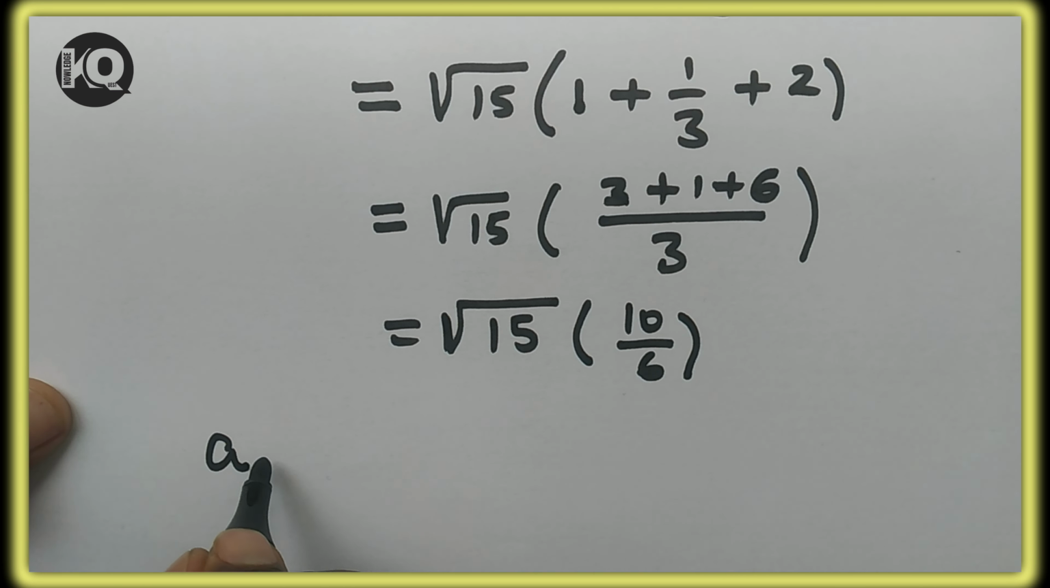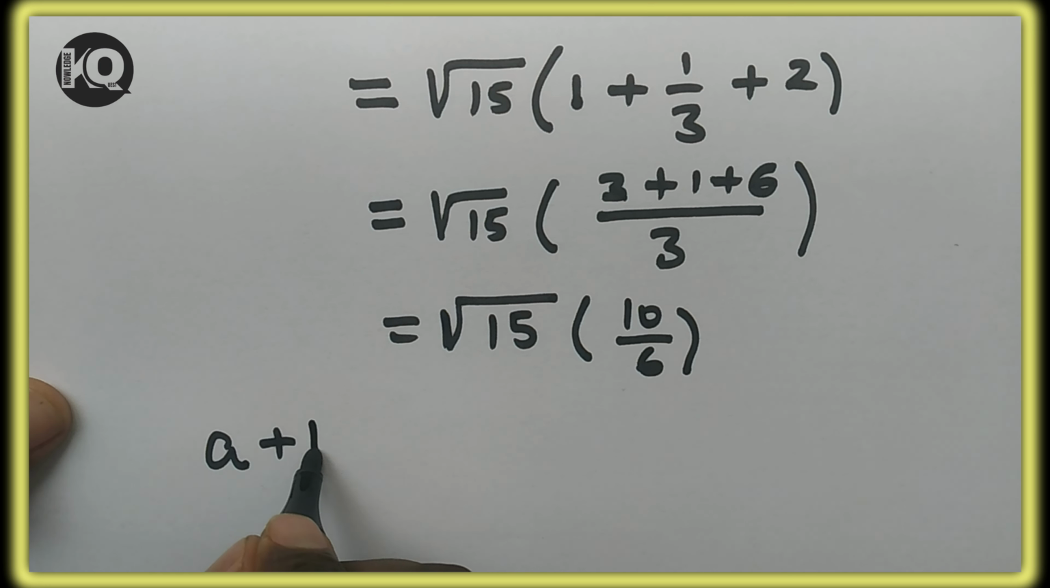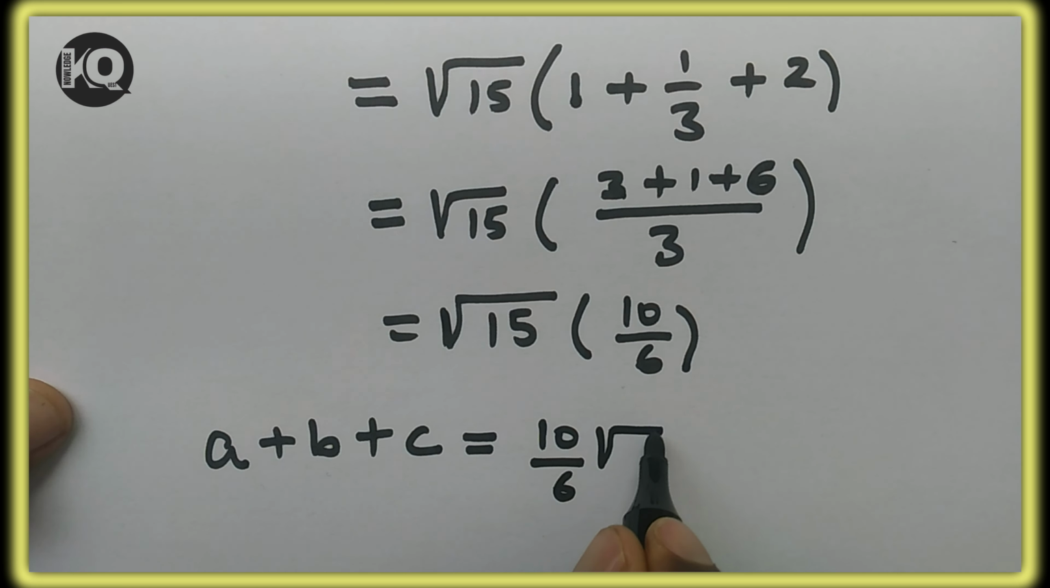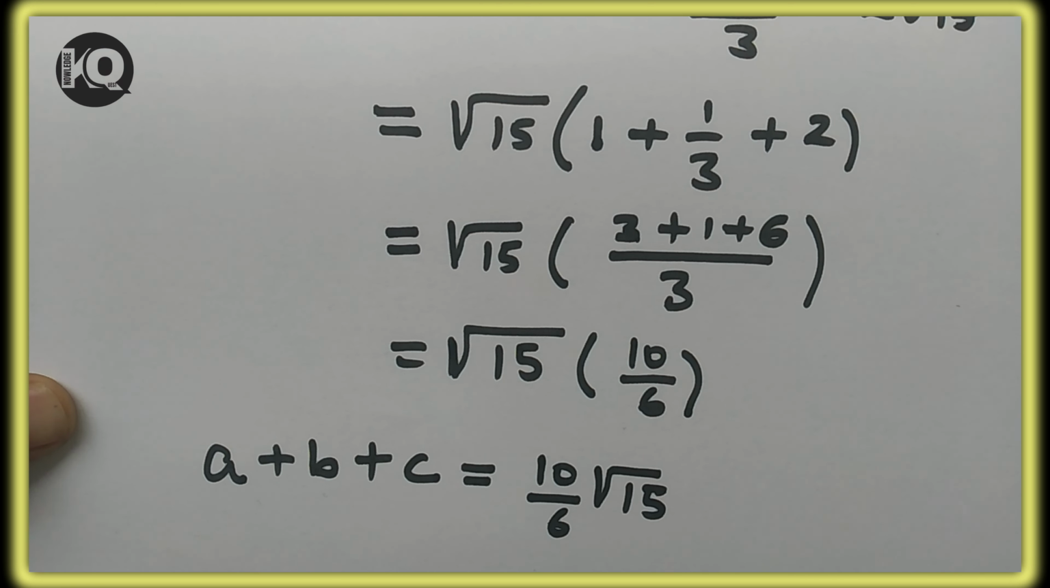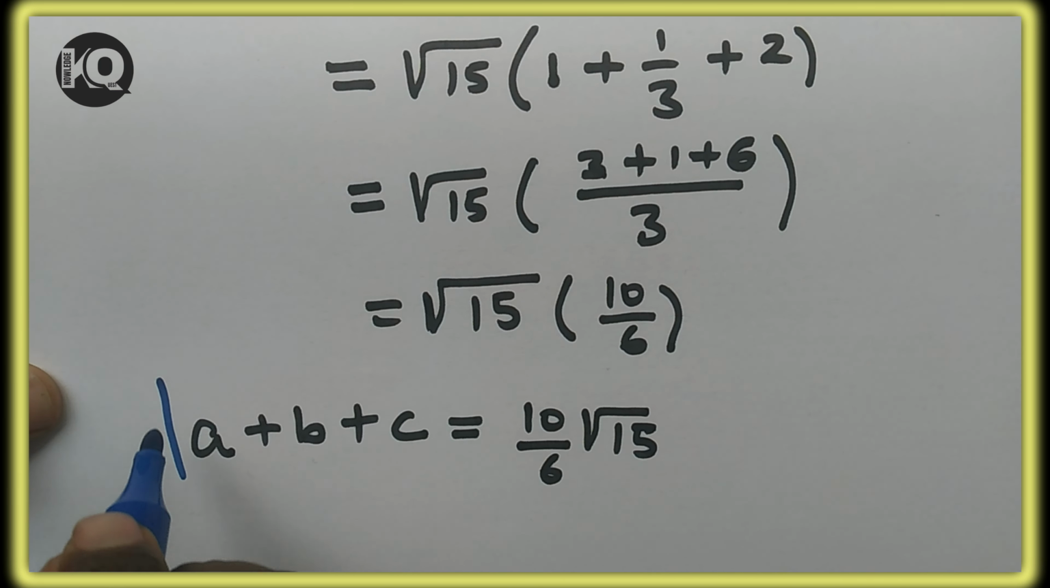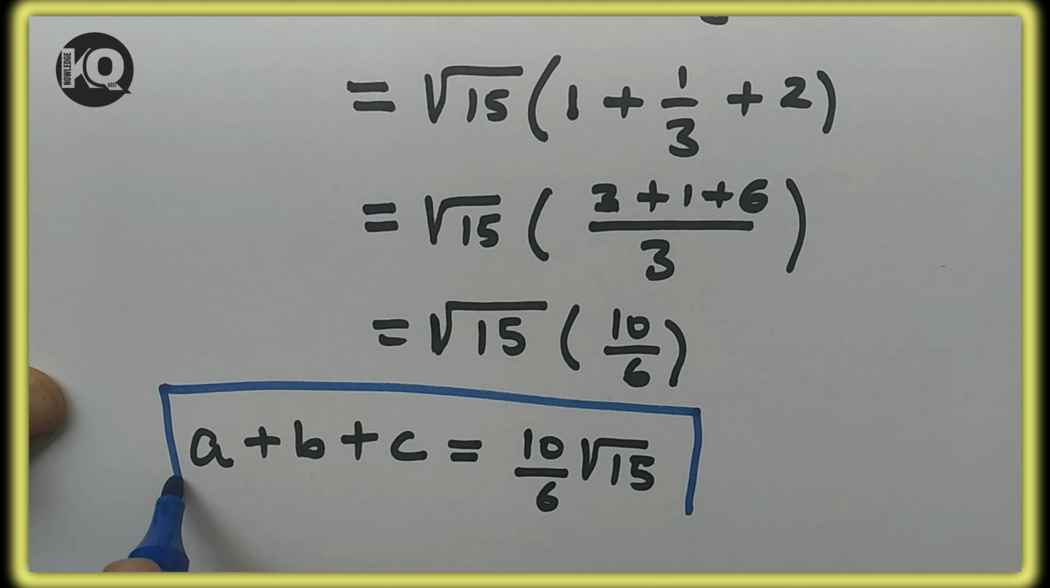So A plus B plus C is equal to 10 over 6 times the square root of 15, which will be our final value of A plus B plus C according to the given equation.